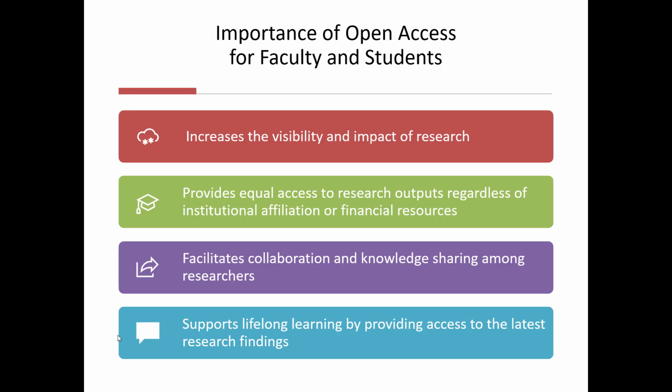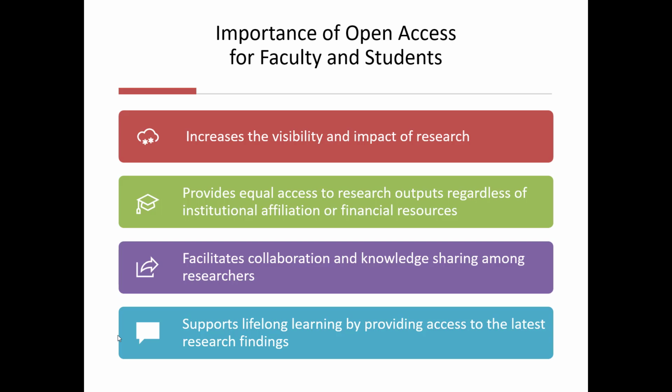What's the importance of open access for faculty and students? So it increases the visibility and impact of research. When people are able to get to your papers or your research, they're able to cite it and they're able to use it. It provides equal access to the research outputs, again, the tables, conclusions, regardless of what institution you're affiliated with or what your financial resources are.